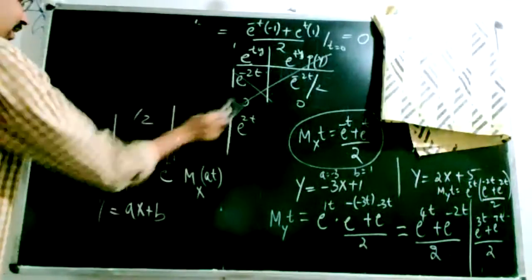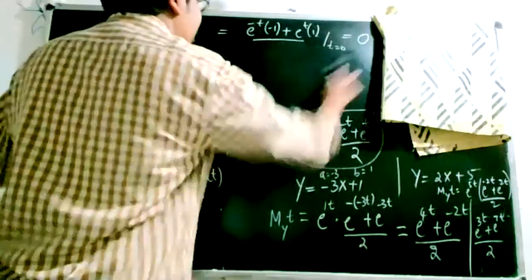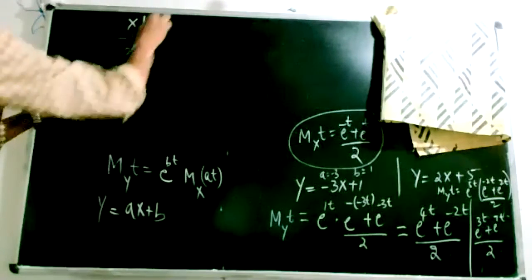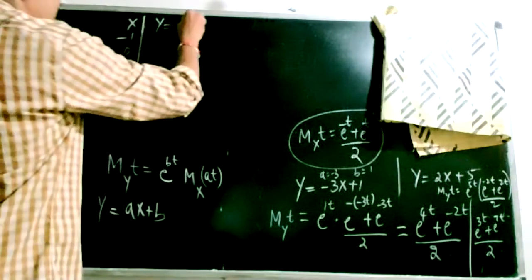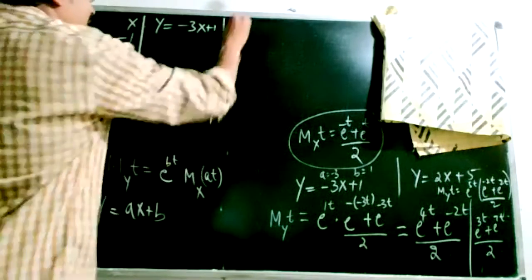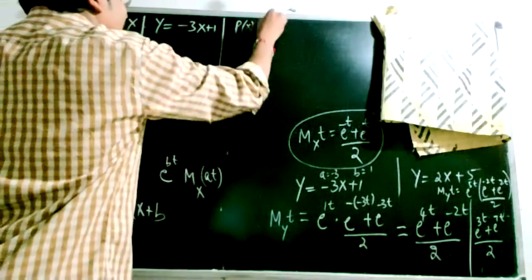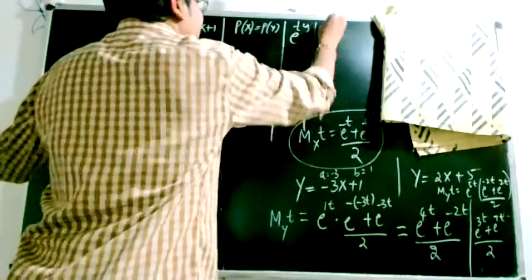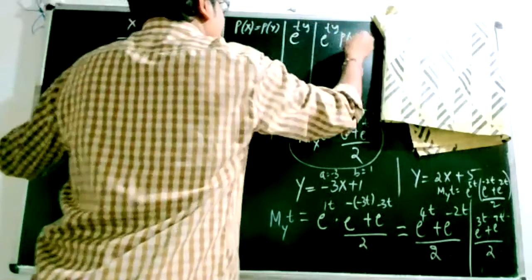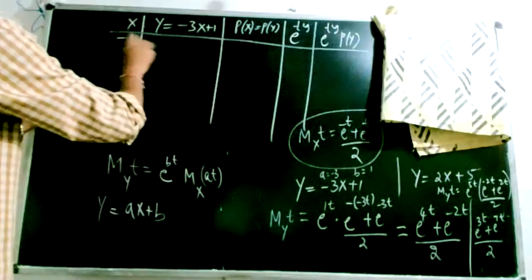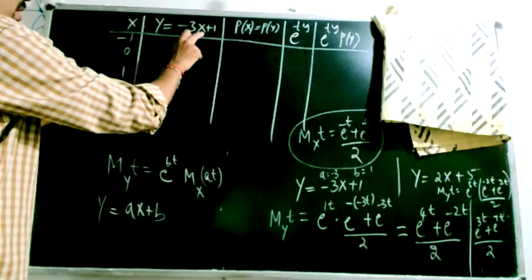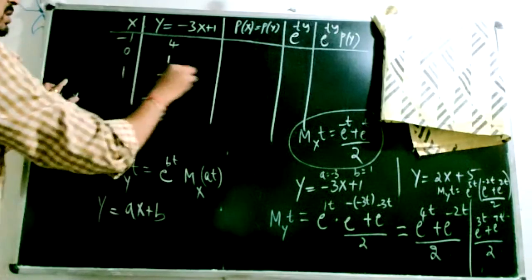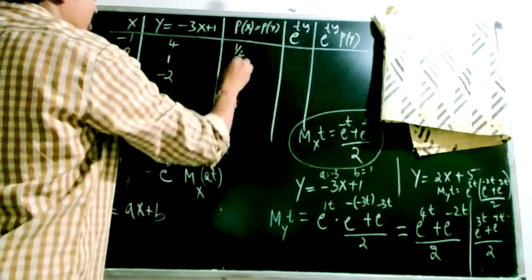So let us verify whether that is true or not. So that is what the proof is. So I have x values minus 1, 0, 1. So I take y as minus 3x plus 1 and I have the probabilities. And now I'll obtain the MGF of y. I need e power ty into probability of y. So when I put x equals minus 1, I'll get plus 3, 4, 1, and minus 2. So p of x is half, 0, half.